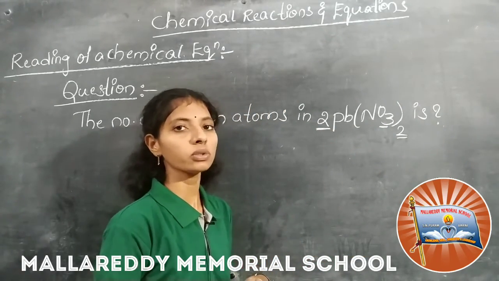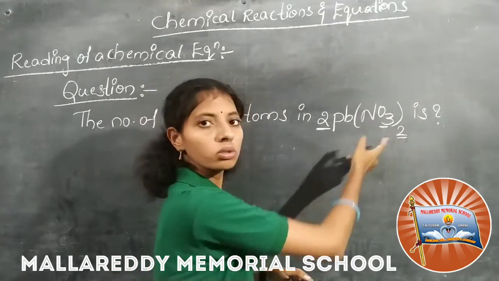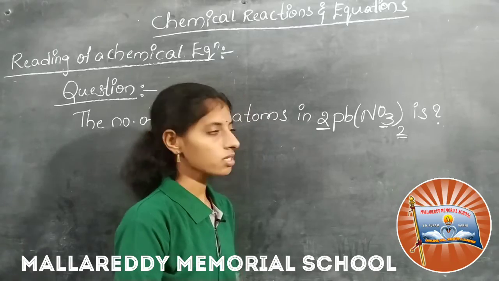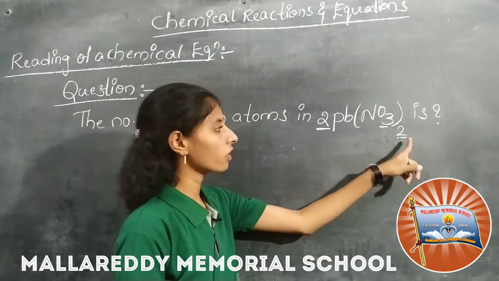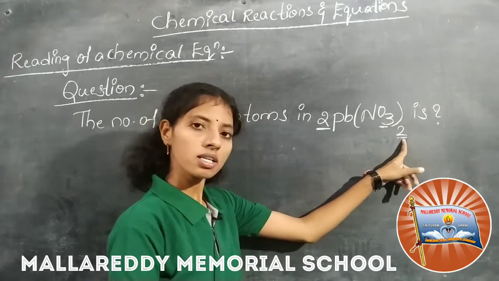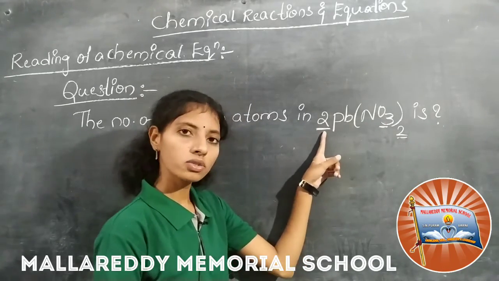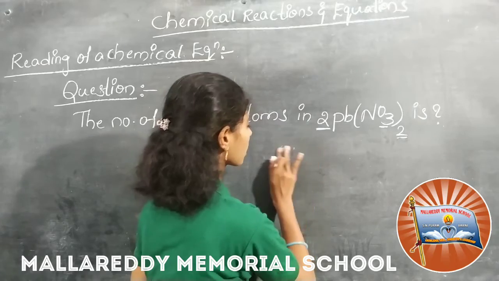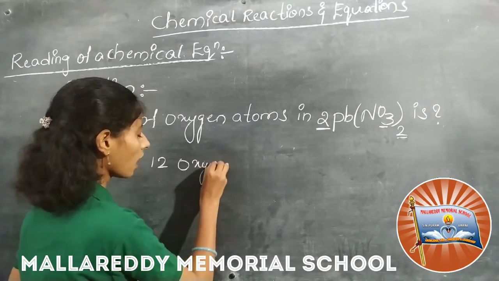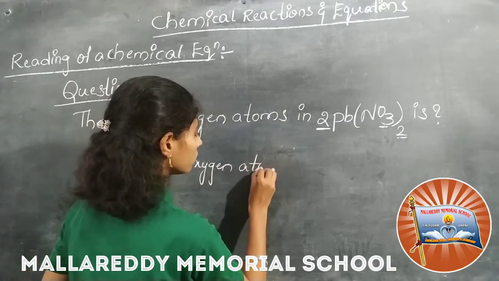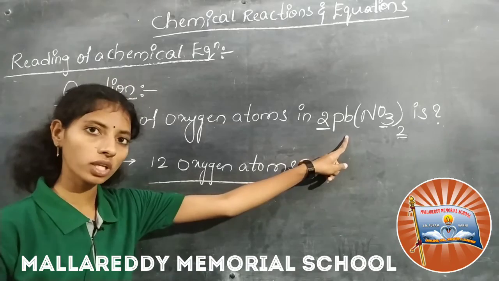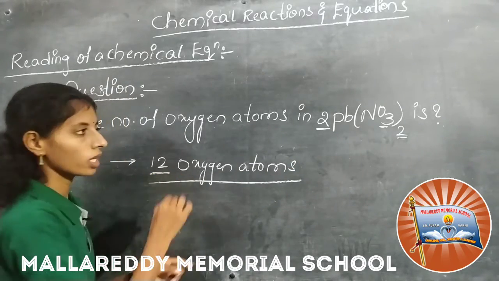So first we have to calculate with these two subscripts. So 3 2s are 6. Yes, 3 2s are 6. After that we have to multiply with this number. Now 3 2s are 6, and again 6 2s are 12. So this indicates that we have 12 oxygen atoms. Okay. So in this molecule we have a total number of oxygen atoms as 12.